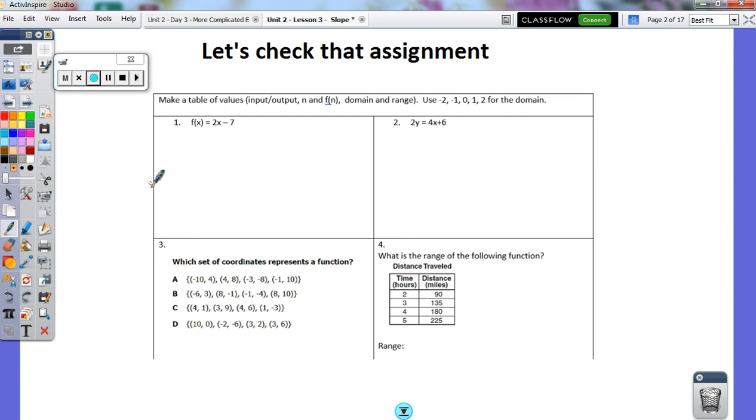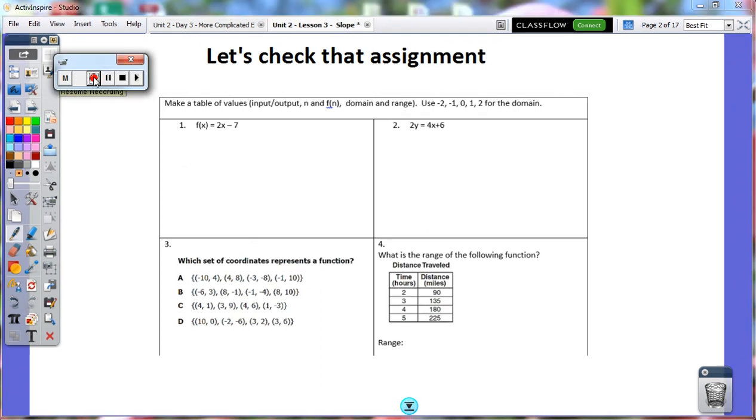Let me see if I can get my pen to work. And that pen is not working, so give me 1 second. Okay, I think I got it fixed.